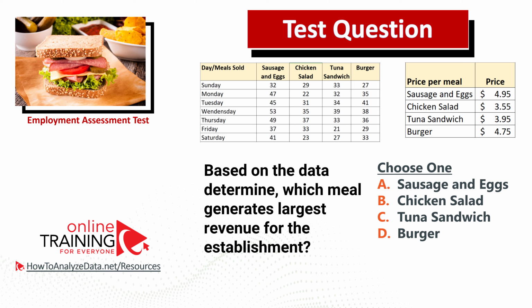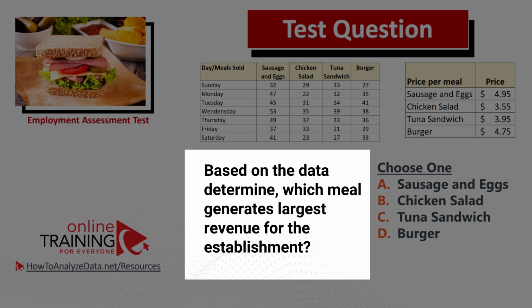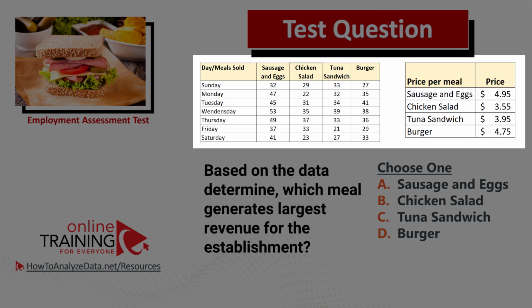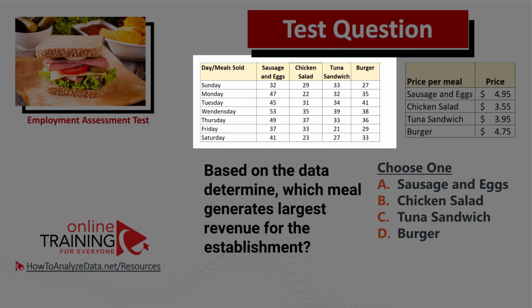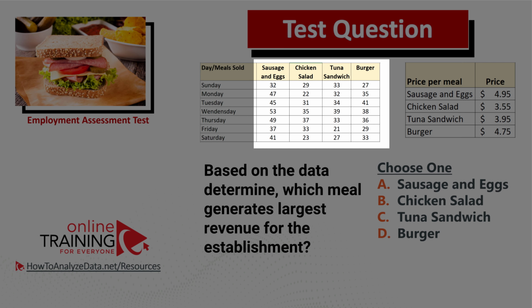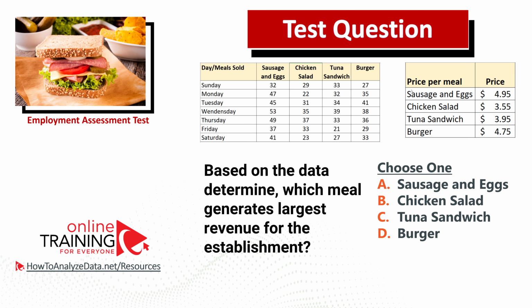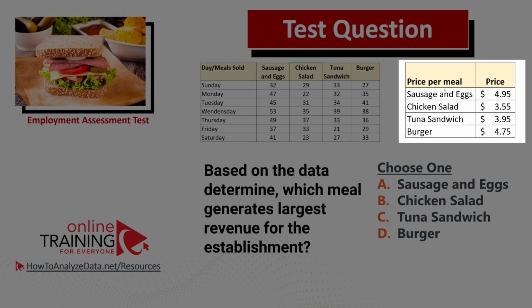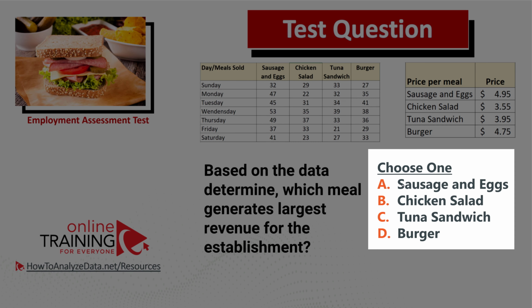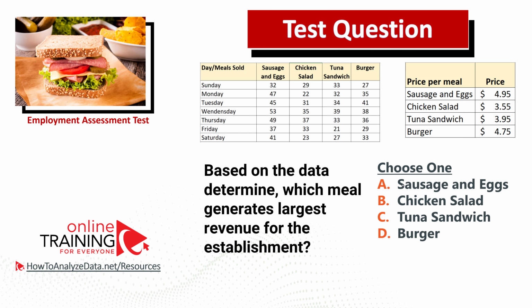Here's a sample question you might see on the test. Based on the data, determine which meal generates the largest revenue for the establishment. And you have two data tables. You have day and meals sold, represented in the first table, and you have days Sunday through Saturday. You have 4 different meals: sausage and eggs, chicken salad, tuna sandwich, and burger. And you have daily sales for each one of these meals. You also have the price charged per meal, for all the different products. There are 4 choices. Each choice matches a meal. Do you think you know the answer?